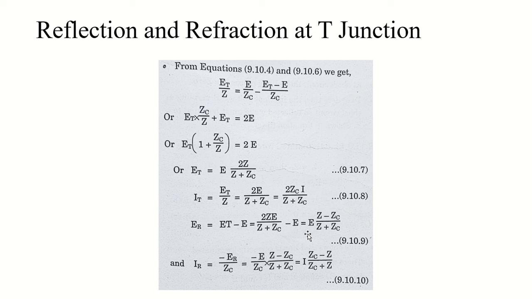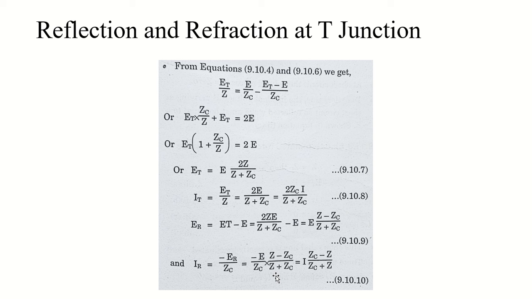The basic value of IR is equal to minus ER divided by ZC. So what you can do, you can substitute the value of minus ER here. You have already calculated the value of ET, the value of IT, and the value of ER as well, right? See here you have the value of ER. So you can simply substitute the value of ER, which is E into Z minus ZC divided by Z plus ZC. So you will just write it as minus E into Z minus ZC divided by Z plus ZC. Minus will be here because of this minus, and then the whole term divided by ZC as it was earlier.